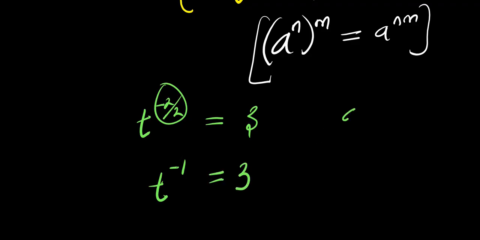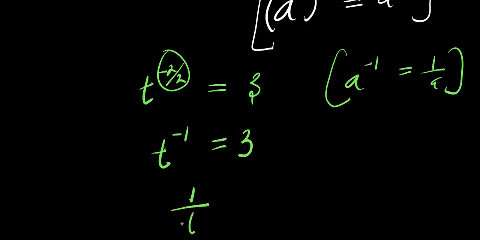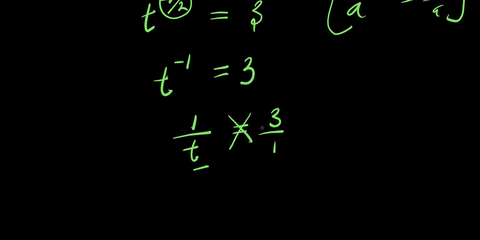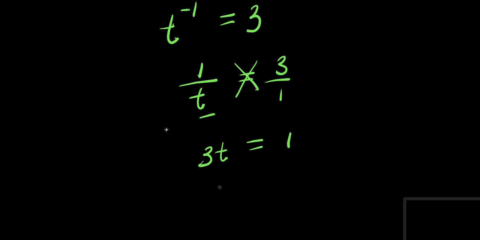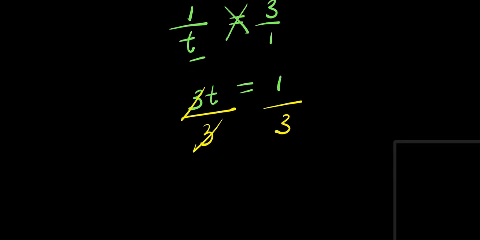Now, if you have a power negative 1, this equals 1 over a. So that means t power negative 1 is 1 over t. And this equals 3 over 1. I cross multiply. I have t times 3, that is 3t equals 1 times 1, I have 1. Solving for t, I divide this by 3, I divide this by 3. 3 eliminates 3. So from here, simply have t equals 1 over 3.